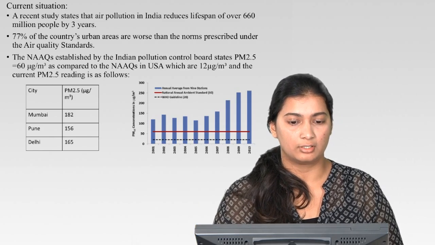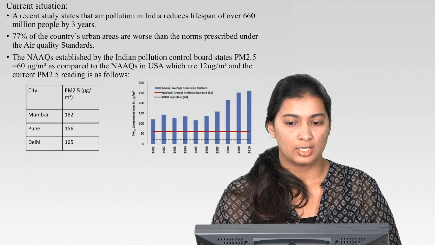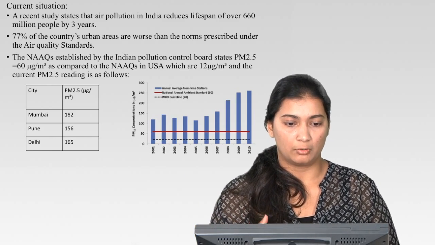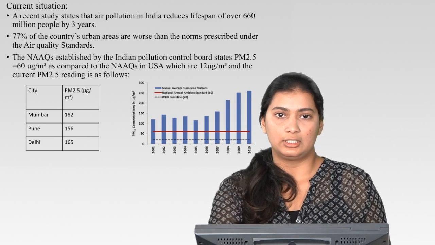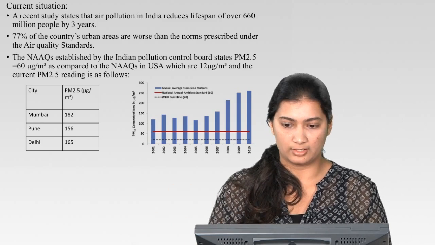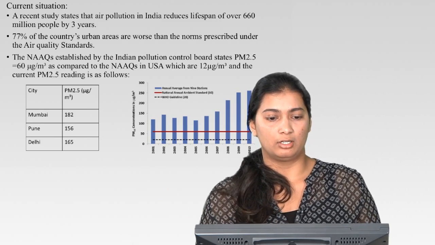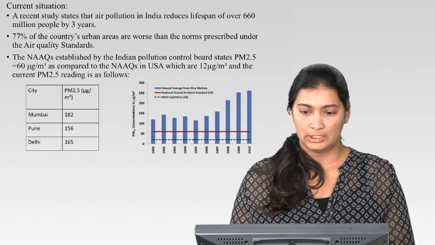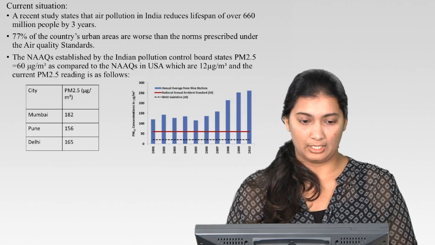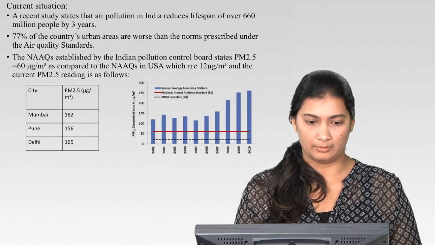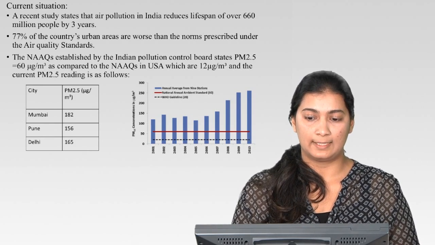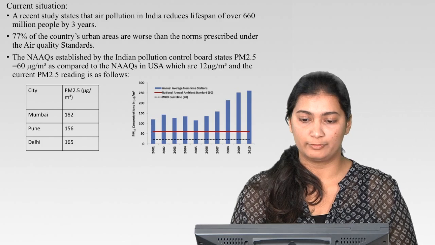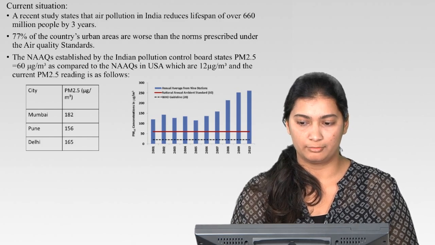77% of the country's urban areas are worse than the norms prescribed under the air quality standards in India. Now the air quality standards in India are different than the ones in USA. For PM 2.5, the air quality standard is 60 micrograms per meter cube as compared to the NAAQS for PM 2.5 in USA, which is 12.